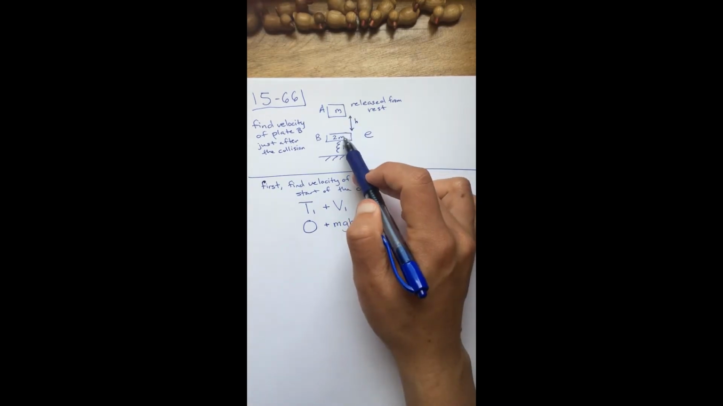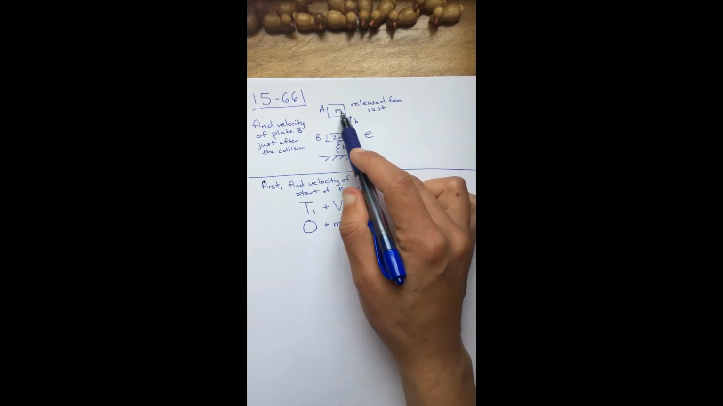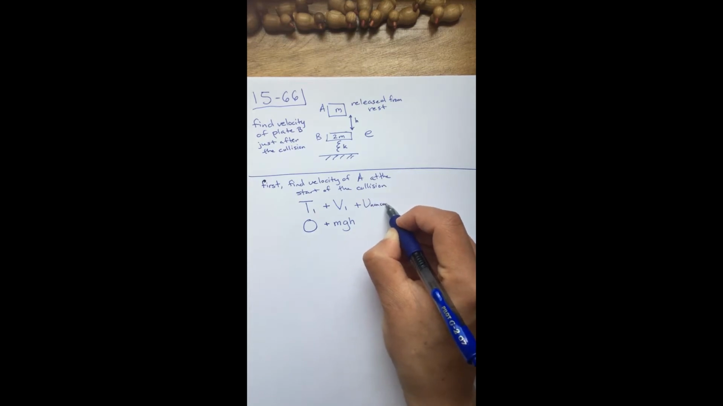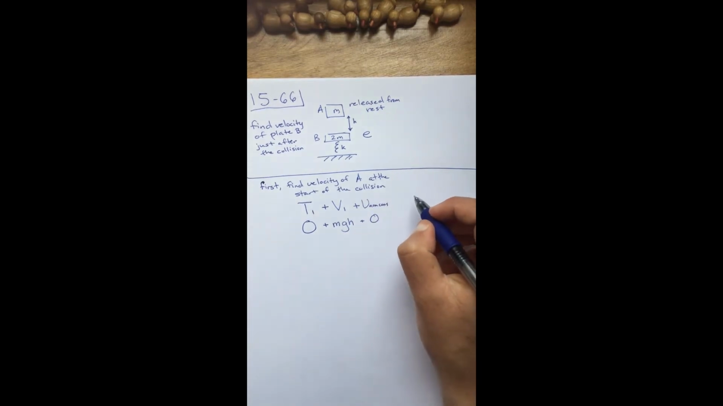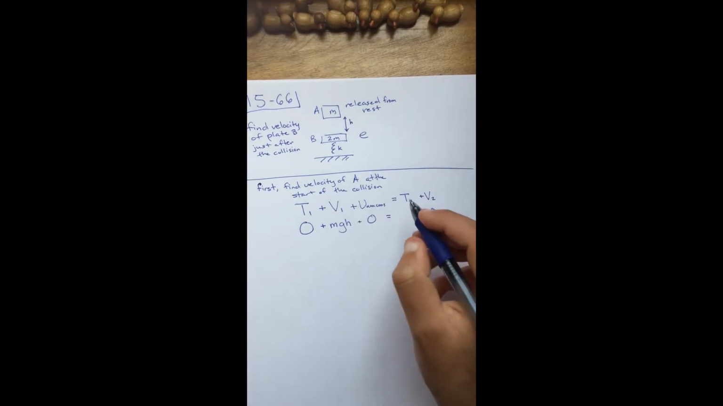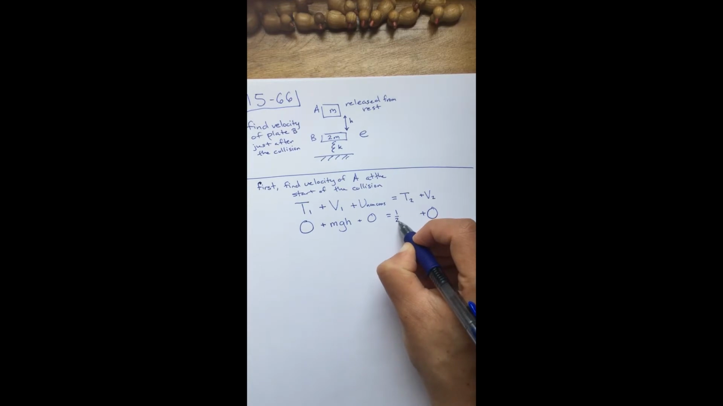As block A falls, up until the moment that it hits block B, there's nothing touching block A, so there are no forces on block A other than the force of gravity. So the work done by other forces is 0. Then we have the kinetic energy of block A after the fall plus the potential energy of block A. So now block A is at a height 0, so the gravitational potential energy is 0, and the kinetic energy is 1/2 times the mass of block A, which is just m, times the velocity of block A, which is VA2 squared.